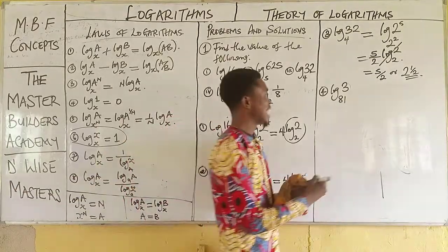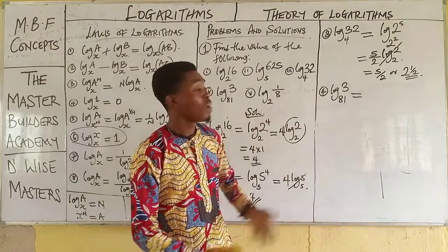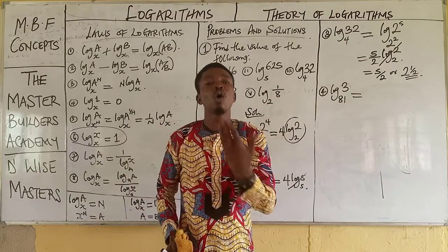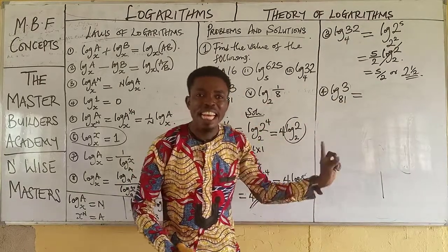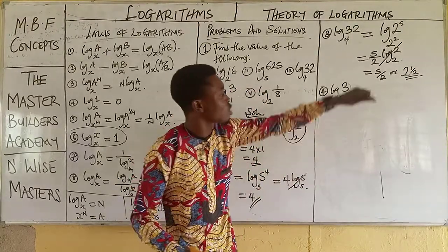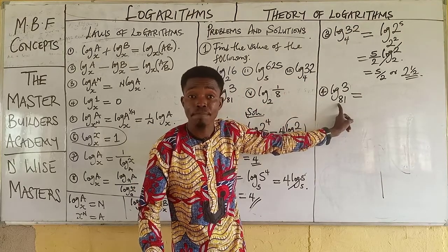Now let's look at that. So at this point, still using the same theorem, we find out that none of these guys agrees to any of the laws. What must we do to deduce any of the laws of logarithms from here? All I need to do is check the two numbers that I have. This is the number which is 3. This is the base which is 81.